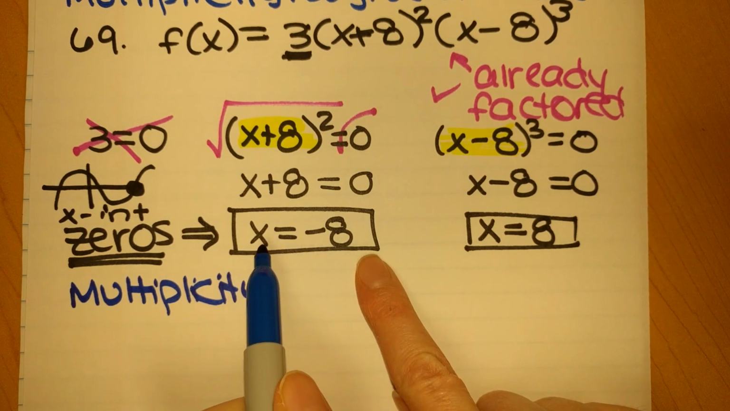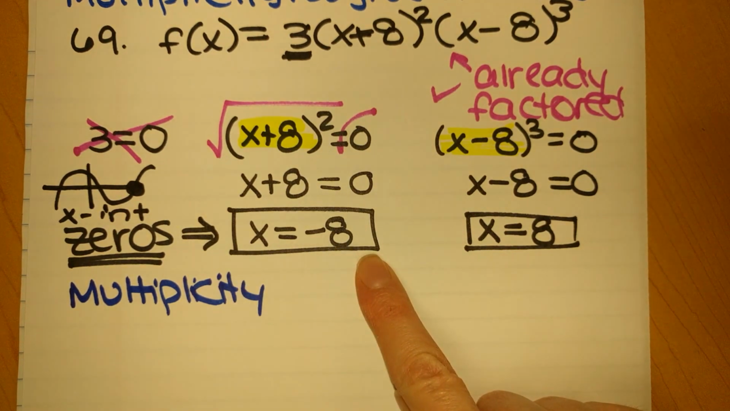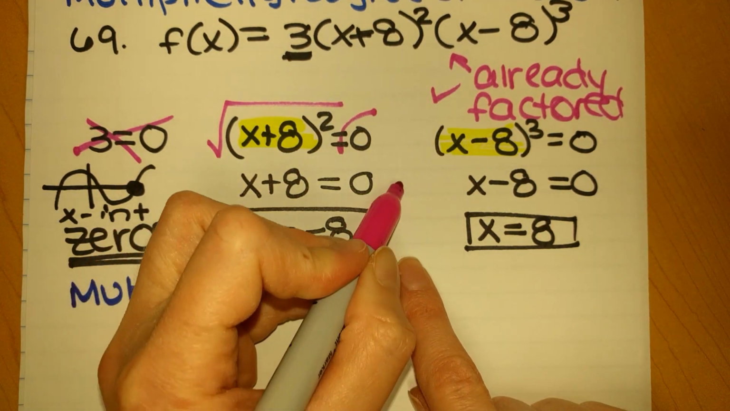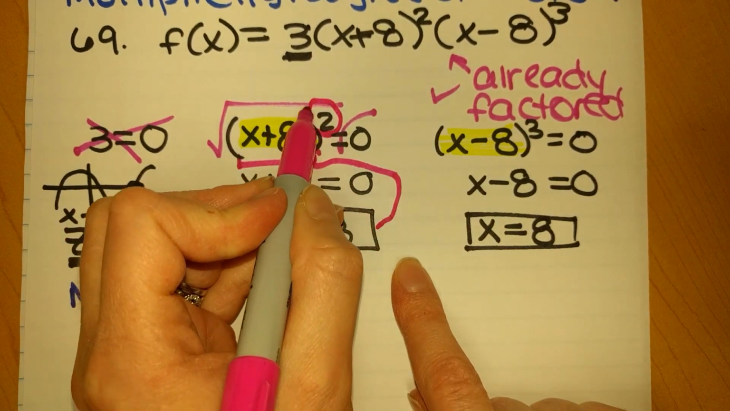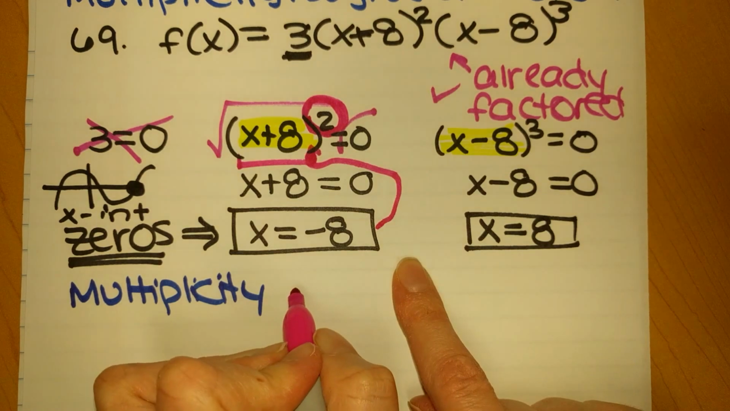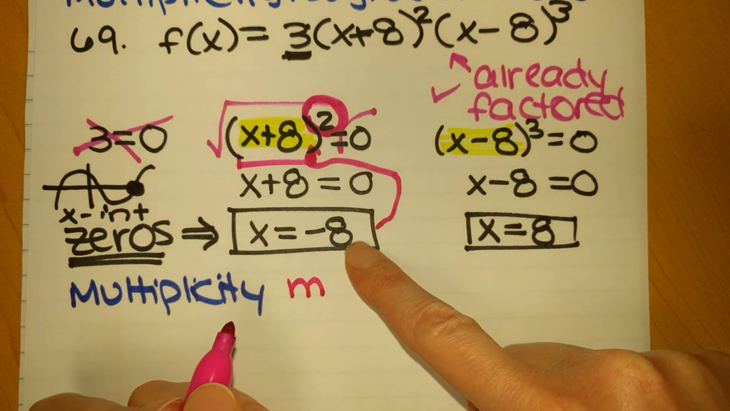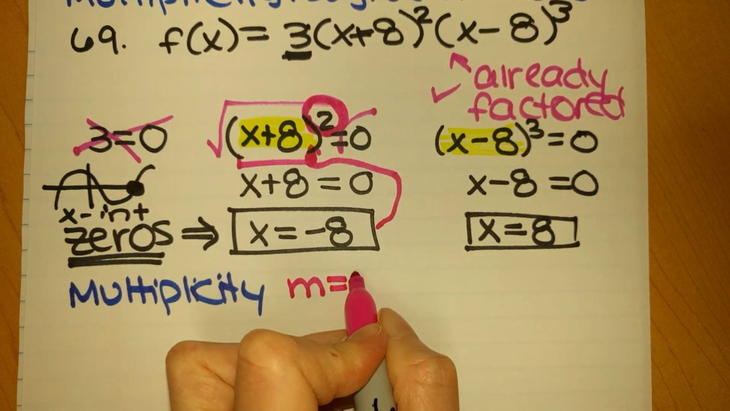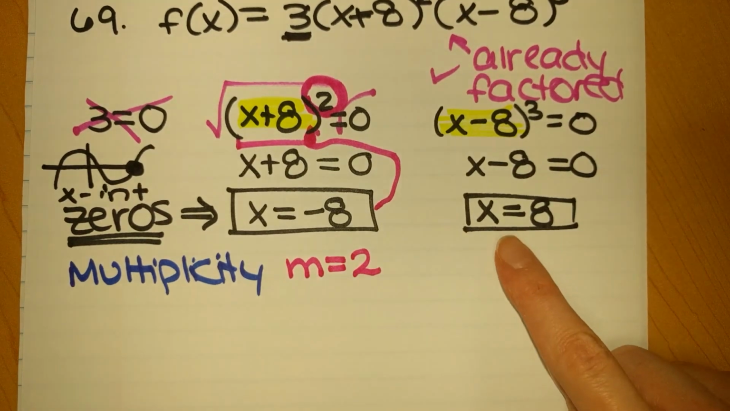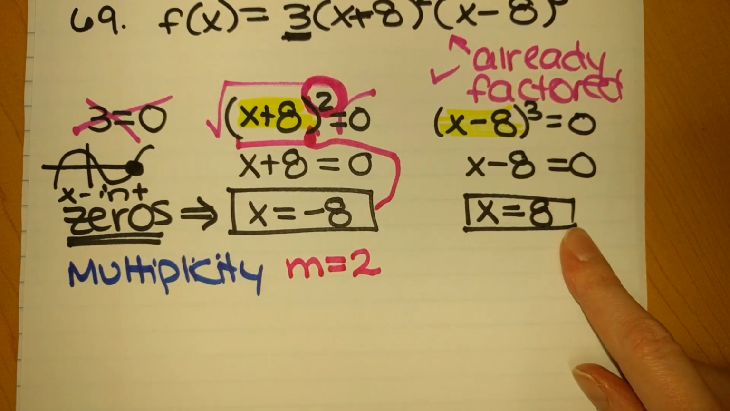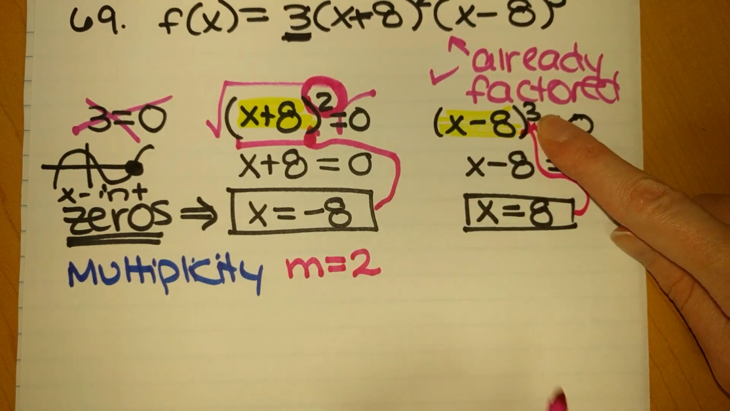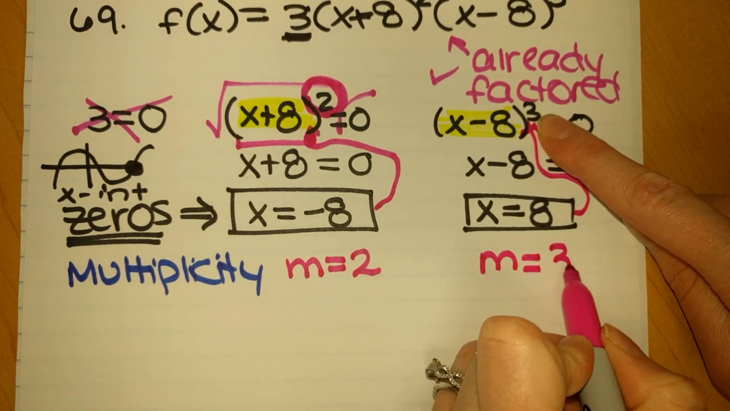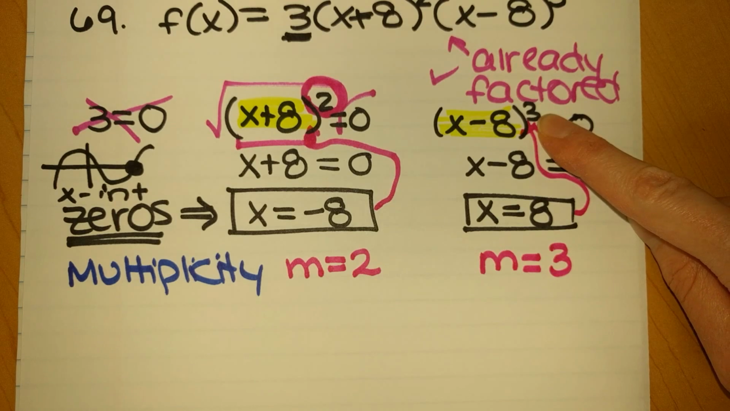But when you look at this x is equal to negative 8 and you trace back where that came from, it came from this factor and it has a degree of 2. So we would say the multiplicity associated with negative 8 is m is equal to 2. Now, over here with x is equal to 8, if we trace back to the degree from which that came from, that was 3. So our multiplicity would be equal to 3.